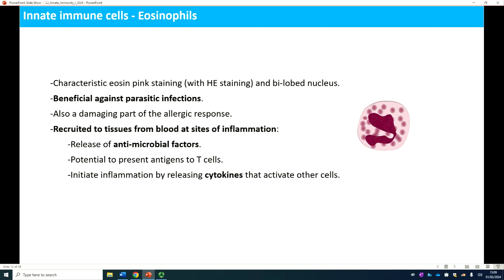So obviously, because we don't encounter parasites that often, we tend to have more instances of allergy, and these cells do play an important response with that. They're also recruited to the tissues at the sites of inflammation. They play an important role in releasing these antimicrobial factors. They also have the potential to present antigen to T cells, so that's something we'll look at later on in the module. And they also help to initiate inflammation, again by releasing these cytokines, which are the important signaling molecules of the immune system.